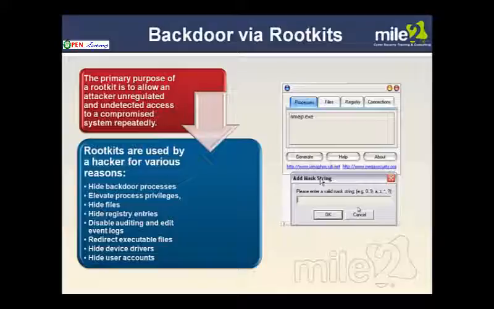Now, rootkits are hard to pick up, and they're rather stealthy, which means you don't really see them. Rootkits are used by hackers for a reason. They hide background processes, they can elevate your privileges, hide files, hide registry entries, turn off your auditing, and even make modifications to your event logs, like your security log or your system log, mostly the security log. They can redirect executable files, hide device drivers, and hide user accounts.